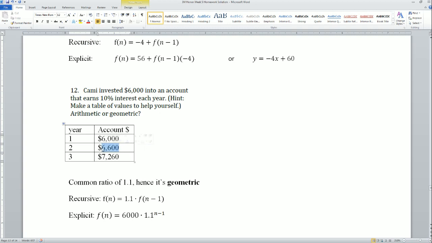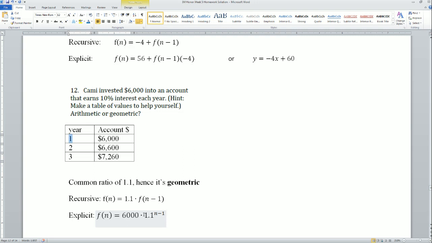So I did 6,600 subtract 6,000, right? It doesn't make sense because it doesn't go up by a constant, right? And also it's a percentage, so I know it's geometric, so I do the division. So 6,600 divided by 6,000, or 7,260 divided by 6,600. You should get 1.1 after you do that division, right? It's geometric, so if you plug it into the recursive, it's 1.1 times the previous term, or in the explicit form, you start off with 6,000 because that is your first year, okay?